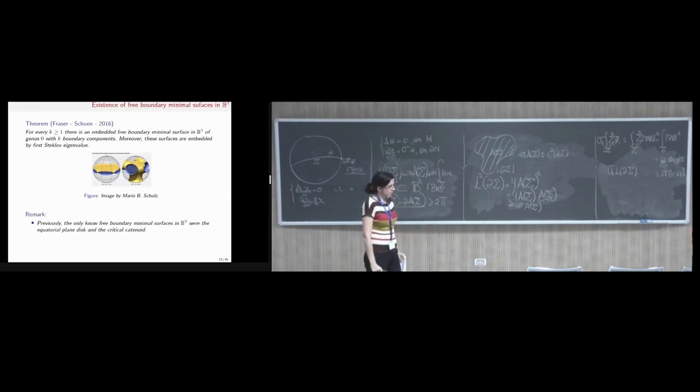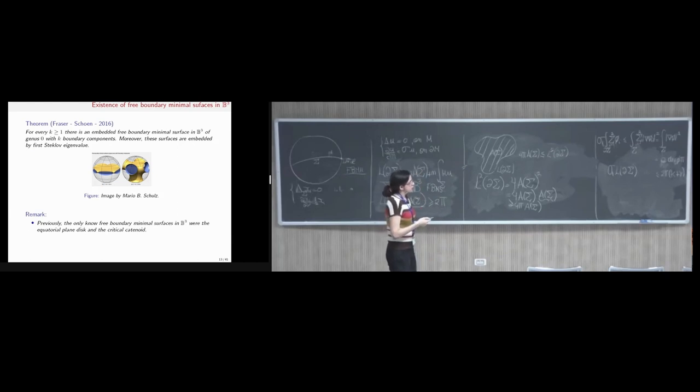So at this moment, I talk a little about existence of free boundary minimal surfaces in the ball. And let me see the result again by Fraser and Schoen. What does the result say? The result says that for every k bigger or equal to 1, there is a embedded free boundary minimal surface in the ball of genus 0 with k boundary components. Moreover, the surfaces are embedded by the first Steklov eigenvalue.